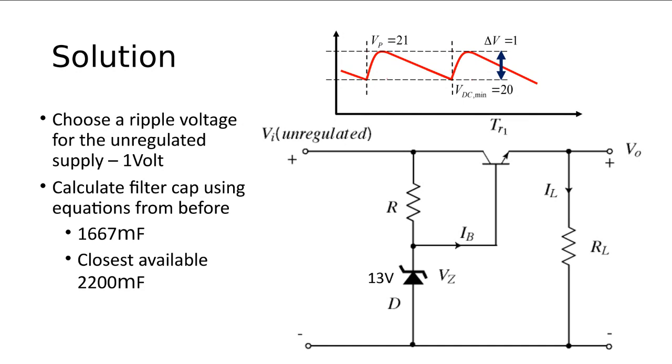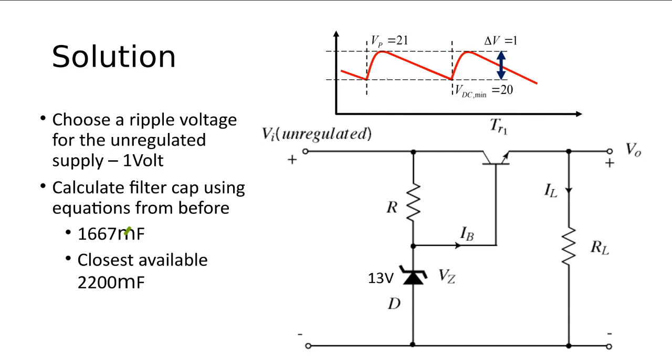We could now decide how much ripple you want in the unregulated supply, which goes back to what we did yesterday. The more ripple you can tolerate, the smaller the capacitor you're going to need. If we pick a relatively small ripple, which is 1 volt, so you want the peak to peak to be 1 volt, meaning the unregulated supply could go up to 21 volts peak, and then drop down to 20 if there's a 1 volt ripple. Not bad.